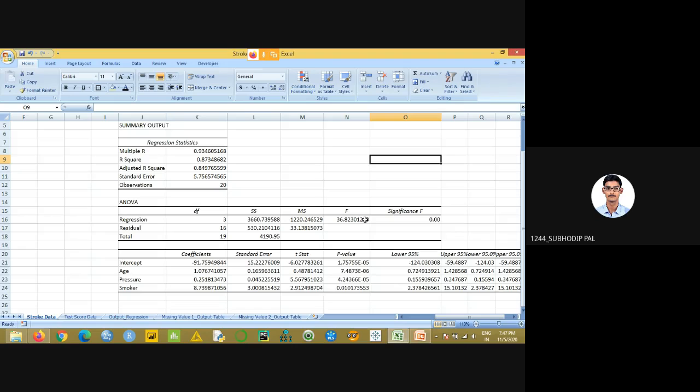I am not getting your question. I'm saying, is it necessary to look at the F value? Because here we are doing it in Excel, right? So is only looking at the significance F value enough?